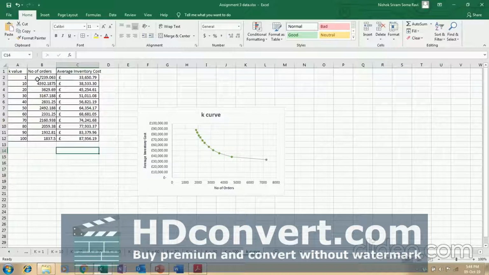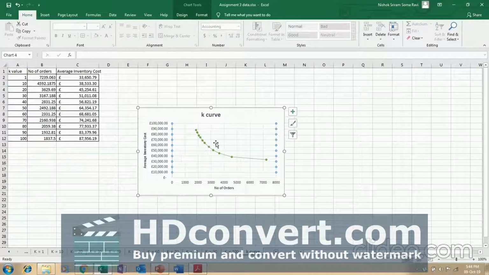For K being 1 is the maximum number of orders but very little average inventory cost. When you increase the K value, you can see that the number of orders keeps on decreasing, but the average cost keeps on increasing. So if you are a business, you need to find out your ideal K value to match your supply and demand, and the K curve is now calculated.